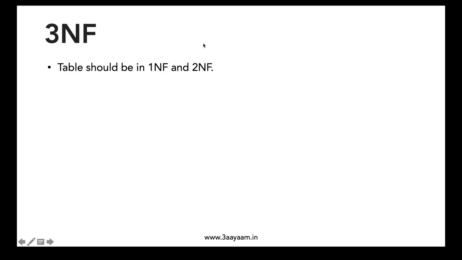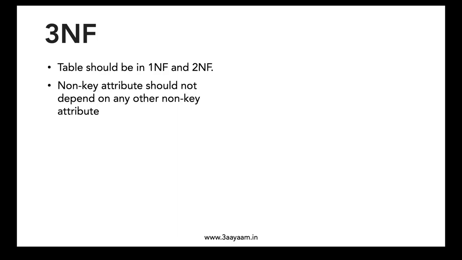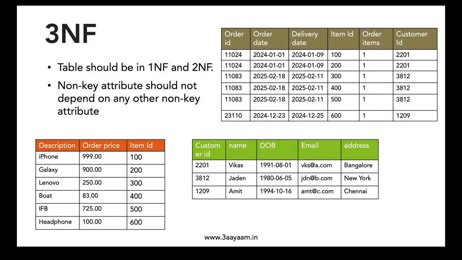So the table should be in 1NF and 2NF, which they are. We have 3 tables now. And the non-key attribute should not depend on any other non-key attribute. That is something which is important. So in second normal form, we say that the non-key attribute should be completely dependent on the primary key. And in third normal form, we say that any non-key attribute should not be dependent on any other non-key attribute. So these are the tables, and all the 3 tables are actually in third normal form also, because there's no non-key attribute that is dependent on any other non-key attribute.